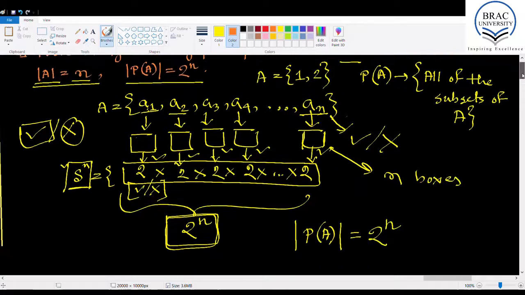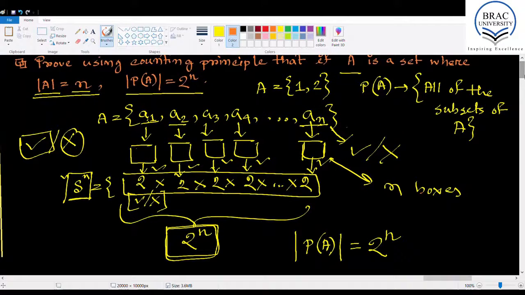So we have seen how powerful the multiplication rule of counting is. We can also solve this problem using the concept of permutation and combination, but we can also solve this kind of problem using the simple counting principle. So that's all from this section.